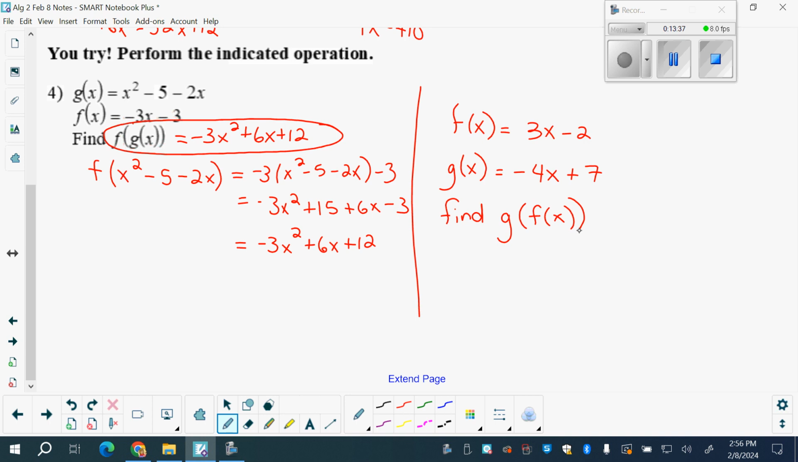If you're helping each other, great. If not, move on to this one. I want you to do this one now. So now do this one, because there's going to be another step that we're going to have to do on the next one.